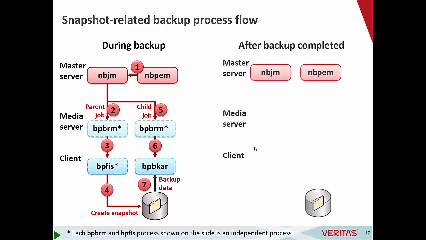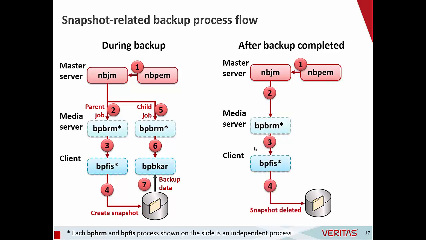Once the backup has completed, then BPBRM is going to send a signal to BPFIS that says, all right, we're all done here, backup was successful, you can now delete this snapshot. BPFIS is responsible for sending the proper commands to delete the snapshot. Once the snapshot has been deleted successfully, BPFIS can report success, exit with status code 0, and then BPBRM can report back upstairs to NBJM, it worked, the snapshot's been deleted, exit with status code 0.